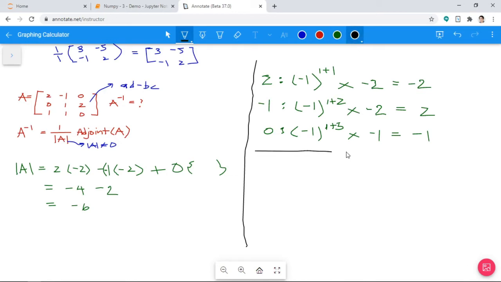Let me divide this one. These are dots. Let me separate this one. So these are the cofactors. Next one we have 0 again. This one, second row. So we have -1.